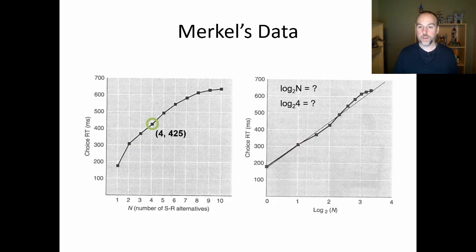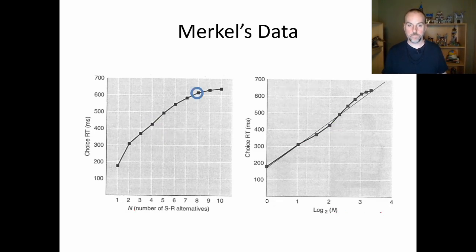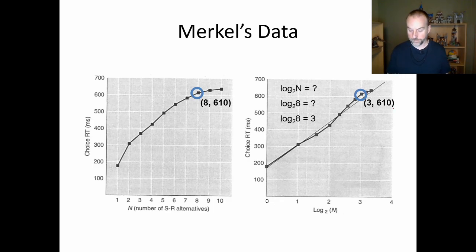And we can do that for the points that have easy logarithms to solve. So this point is 4, 425, and on this graph, it's going to be 2, 425. Notice the y values are staying the same because on both graphs, it's just reaction time. But the x values change because we go from n to log base 2 of n. And one final example, the last logarithm that's easy to solve: this point goes from 8, 610 over here to 3, 610.